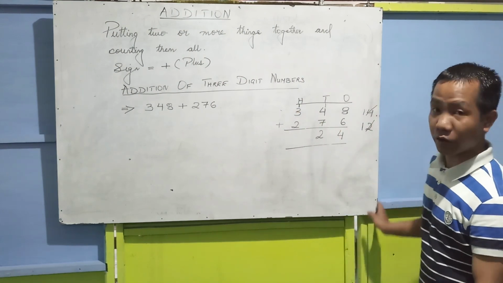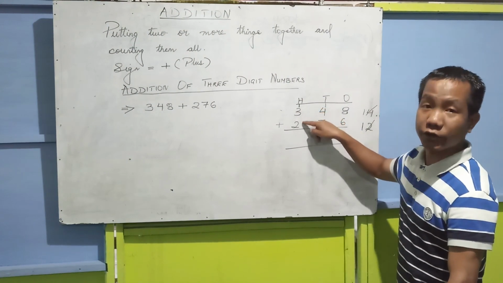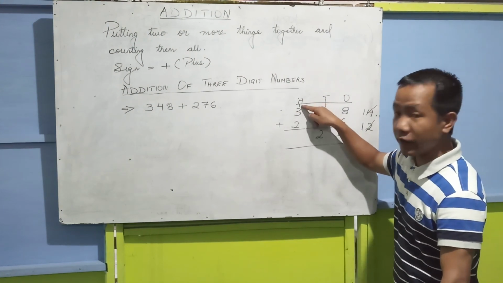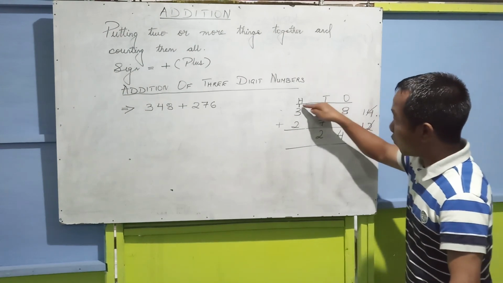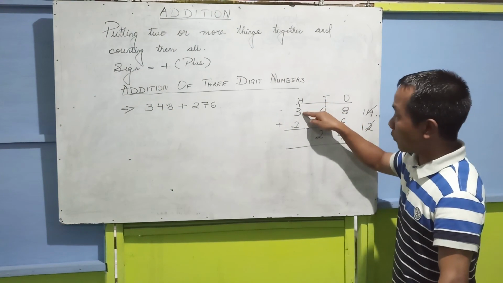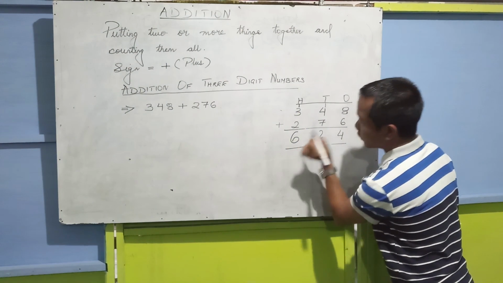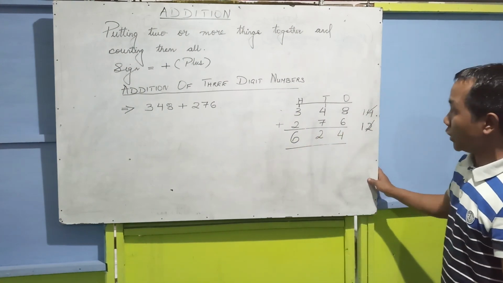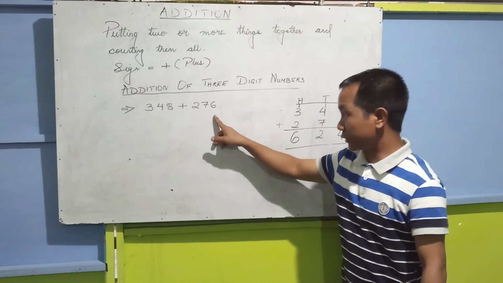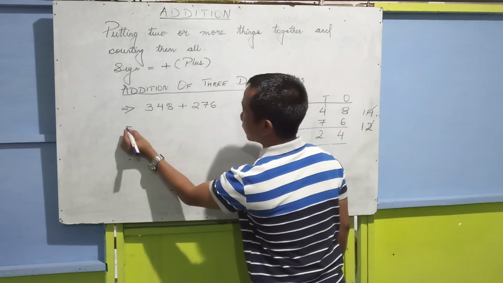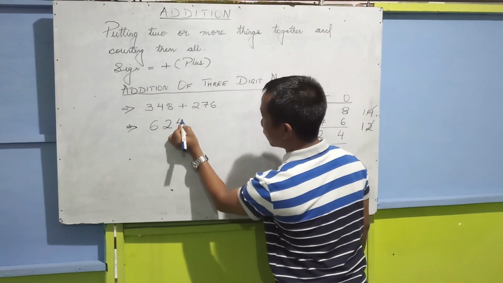And the last numbers that we are going to add are not only 3 and 2. Those are 1, 3 and 2 together. So let's add it. 1 plus 3 is 4. 4 plus 2 is 6. So 6 will come out. That means 348 plus 276 is 624.